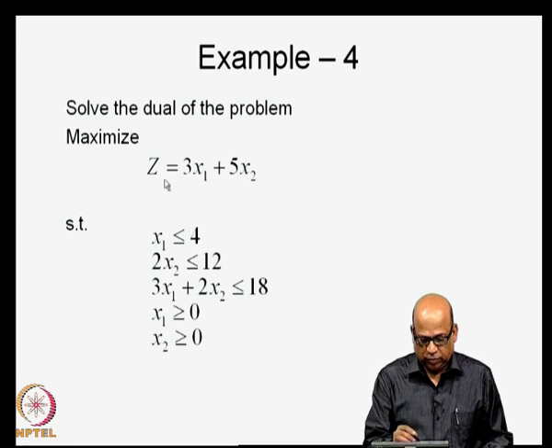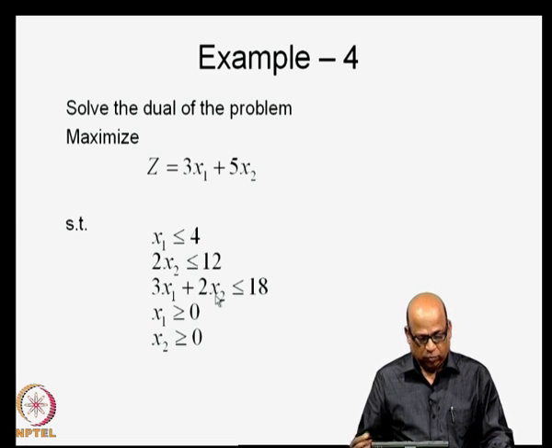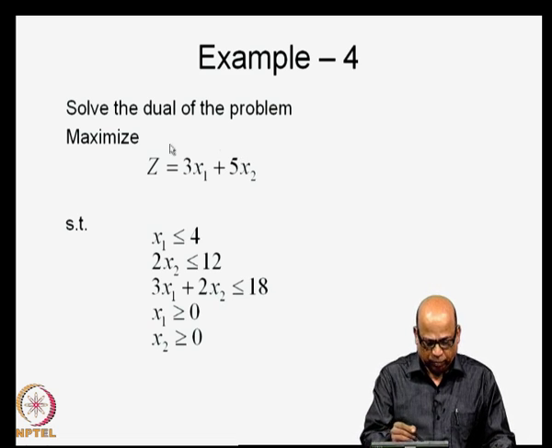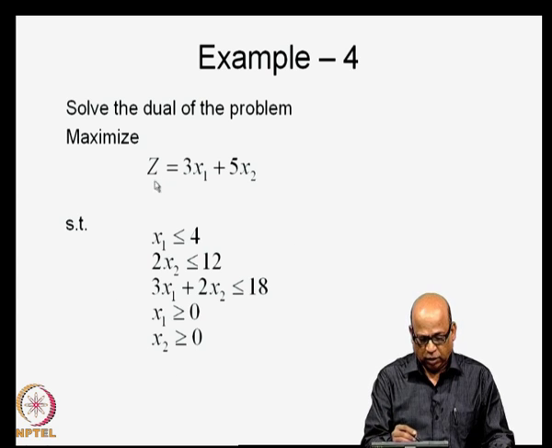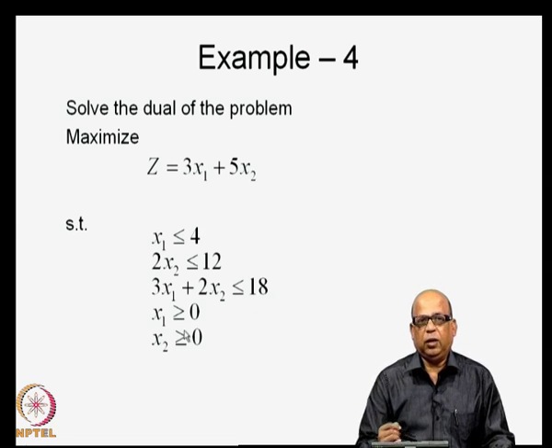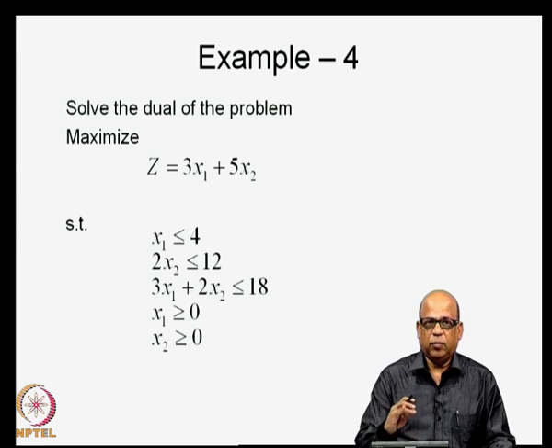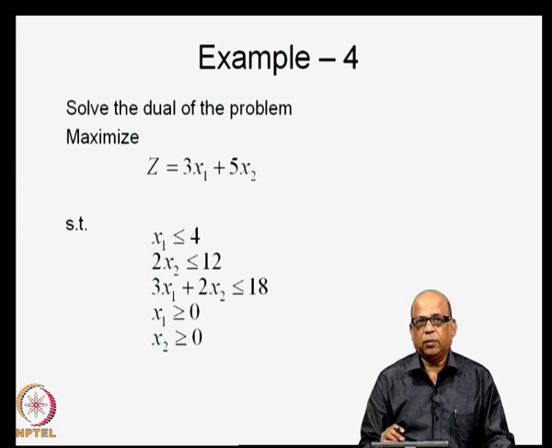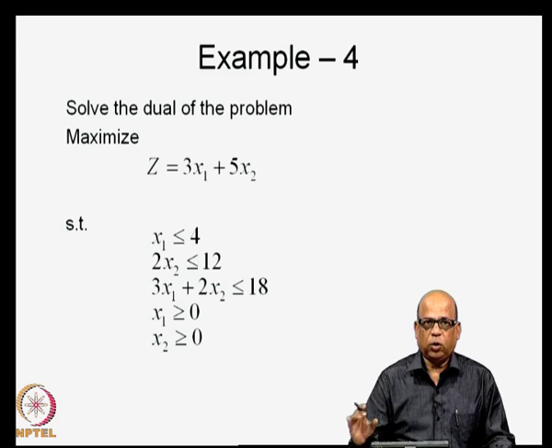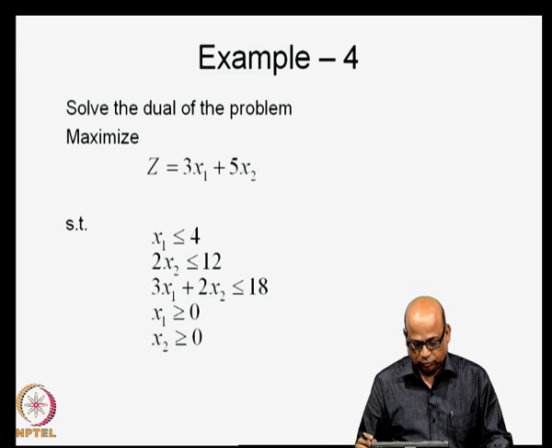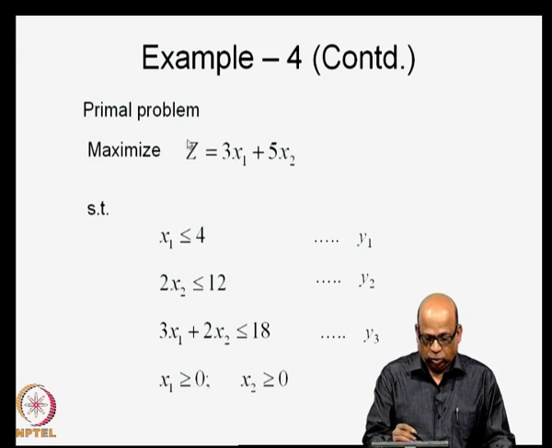So, this is maximize z equal to 3 x 1 plus 5 x 2, subject to x 1 less than or equal to 4, 2 x 2 less than or equal to 12, 3 x 1 plus 2 x 2 less than or equal to 18, and both variables non-negative. You have the primal problem in the form that you need, that is, the objective function is maximization and all the constraints are of the type less than or equal to. You may also have equal to constraints. So, either maximization with all less than or equal to or equal to constraints, or a minimization problem with all greater than or equal to or equal to constraints. So, this is the primal problem.